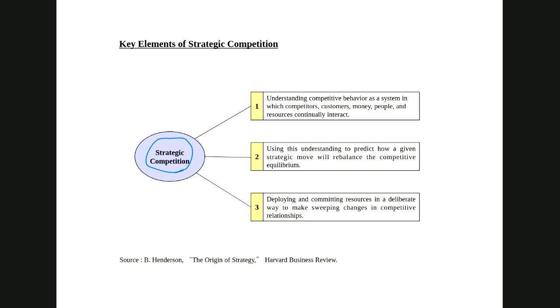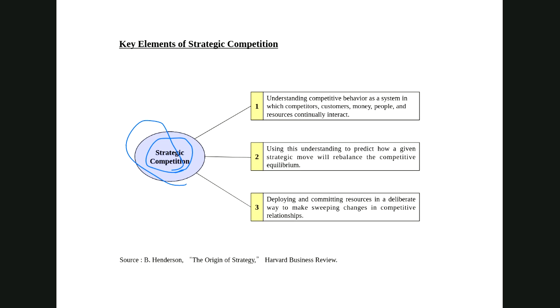Okay. However, we need to transform our thinking about competition, transform competition into competency. If we can think strategically, strategic competition, we define that.